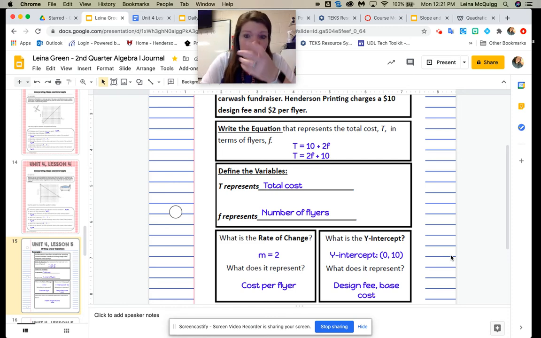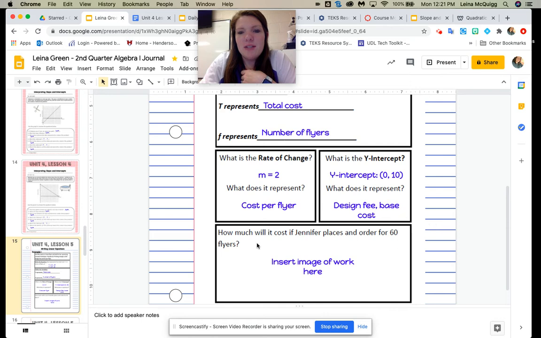So I have to pay that person whether I buy flyers from them or not. I need to pay them for their work of making the design. Okay, so that's why we have this y-intercept. This is our base cost. So even if I don't buy any flyers, I still have to pay them $10 because they made the design for me. They created the flyer for me to print. Okay, so that would be my design fee, my base cost. My starting cost would be $10.